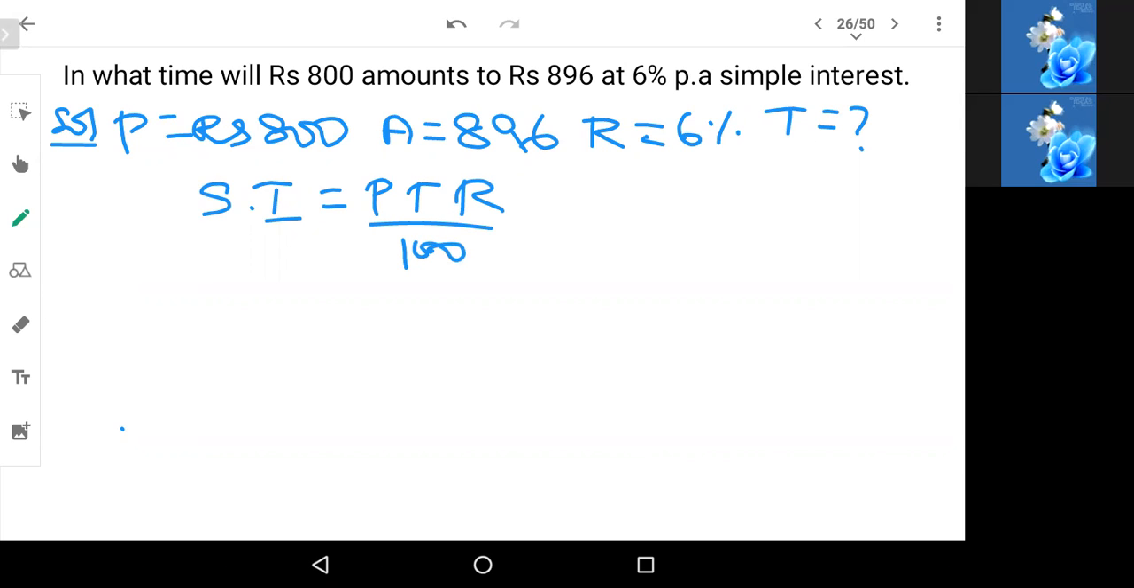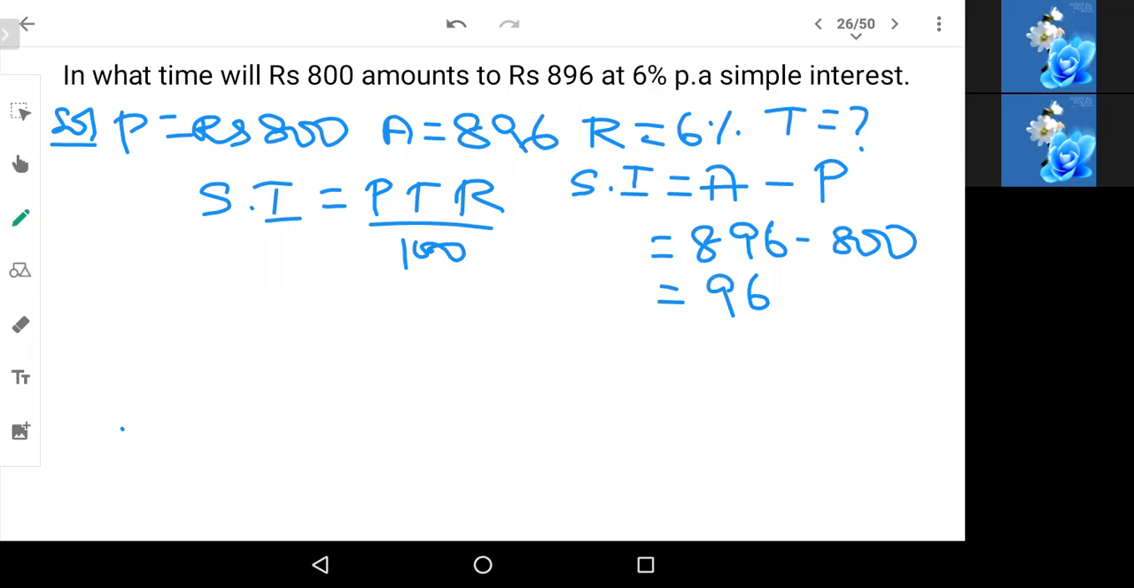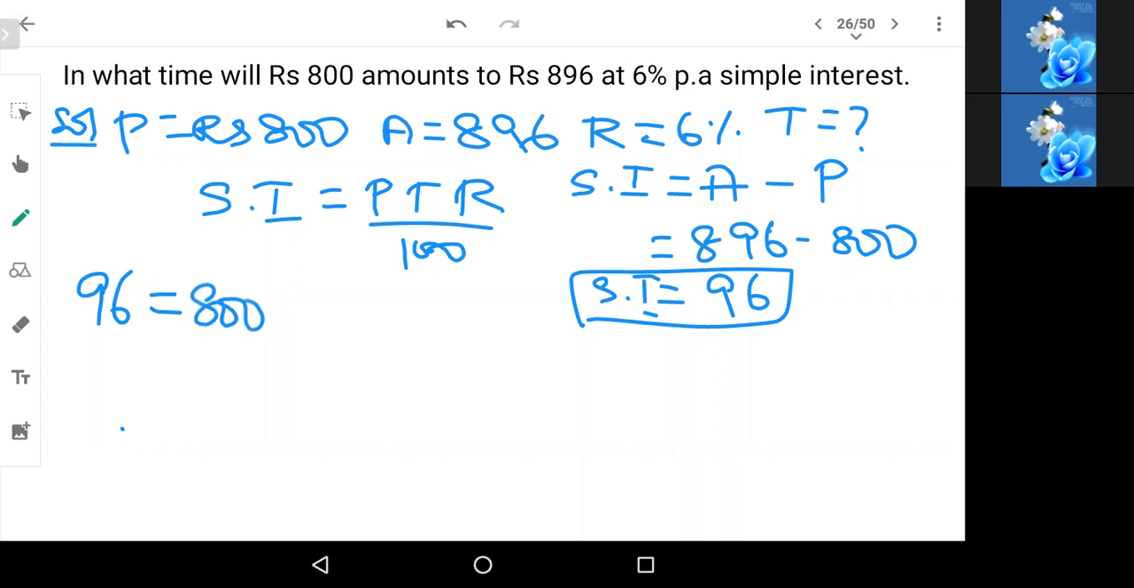Now when you have principal and amount, you can find the simple interest. So simple interest is equal to amount minus principal. So 896 minus 800, which is 96. This will be the simple interest. Now let us use that in the formula. 96 is equal to principal is 800. We don't know what is the time, into rate of interest is 6% divided by 100.